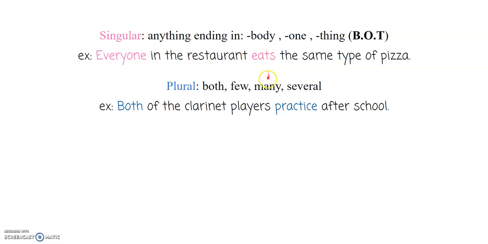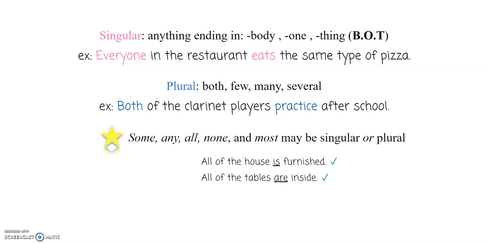As on the plural side, there are words like both, few, many, and several, which, even though they don't end in an S, they are still plural words. Here's our example. Both of the clarinet players practice after school. Even though there's not an S there, both indicates they're talking about two people, which means we have to have that plural verb to match.